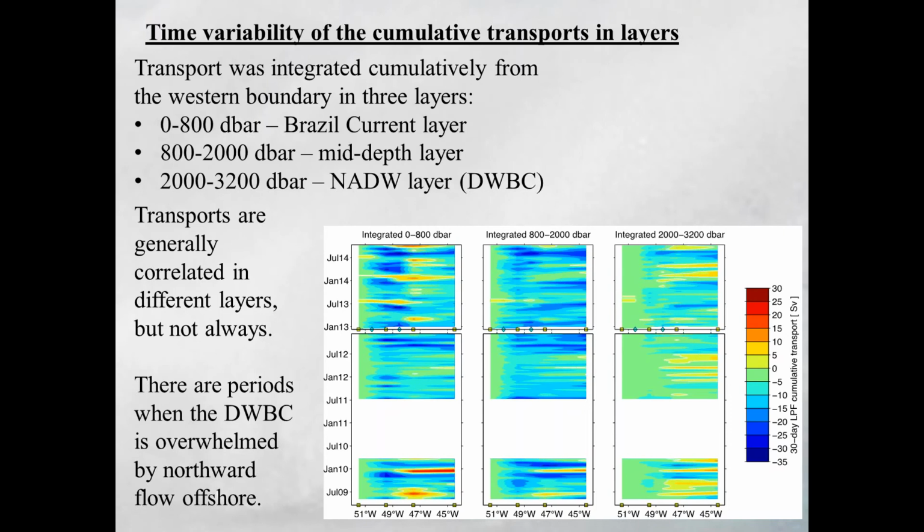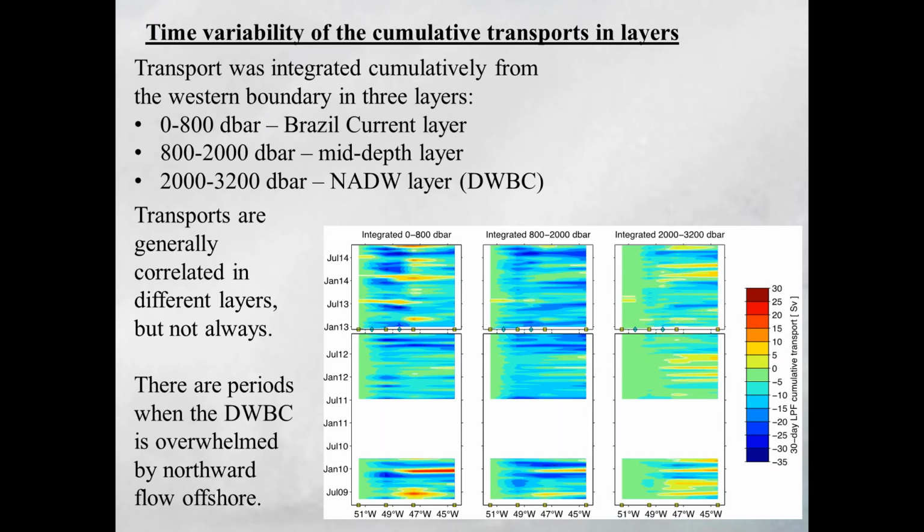The other point that I think is neat is we think of the upper North Atlantic deep water layer being between 2000 and 3200. So if we've got a deep western boundary current carrying that water to the south, which we believe we do, then normally we would expect to see a net flow to the south all the time. But actually, if you look at this time series of the transports integrated in that layer, there are time periods where as we integrate offshore, we actually see a net northward flow in that layer. So it's as if the North Atlantic deep water went away.